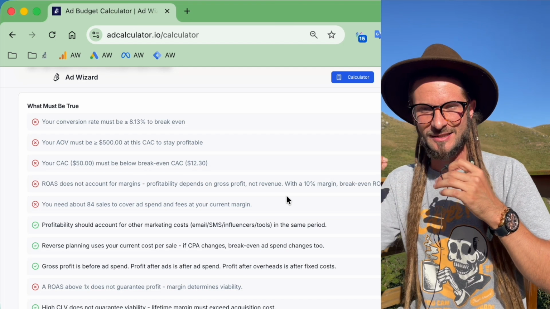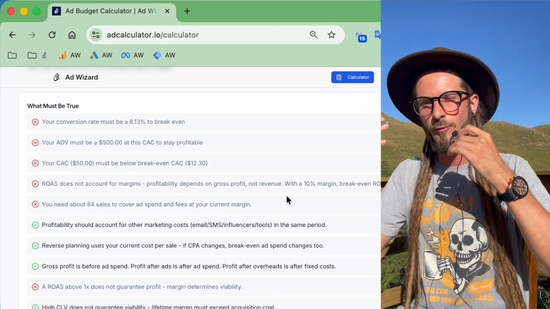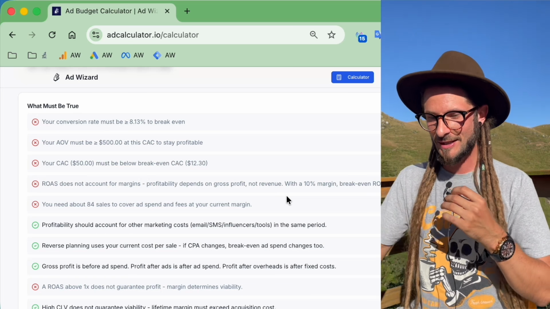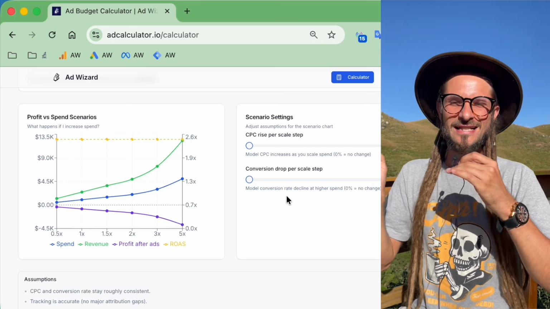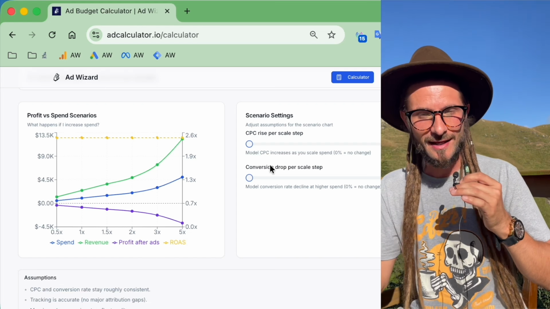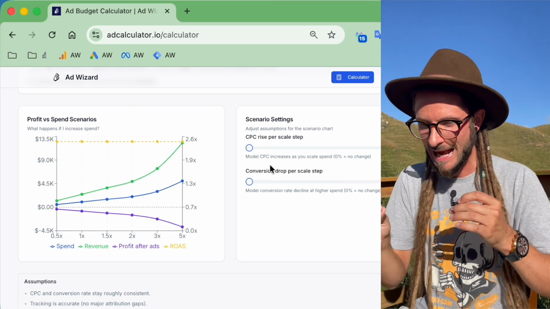We have to take some pinches of salt, guys, because I haven't given the ad calculator all the data. It needs to create some leap of faith assumptions, which is what it does here. It tells you exactly the calculations that it's giving you. And then we've got profit and spend scenarios. So what happens when we scale? And what happens when those scenarios change?